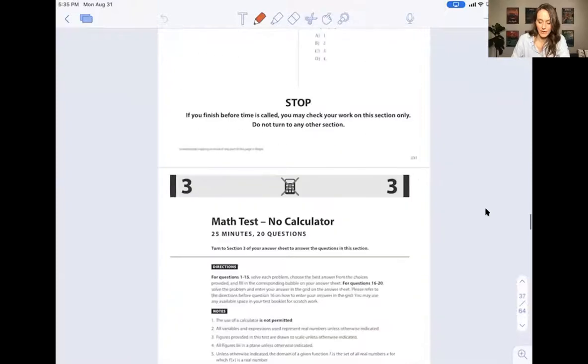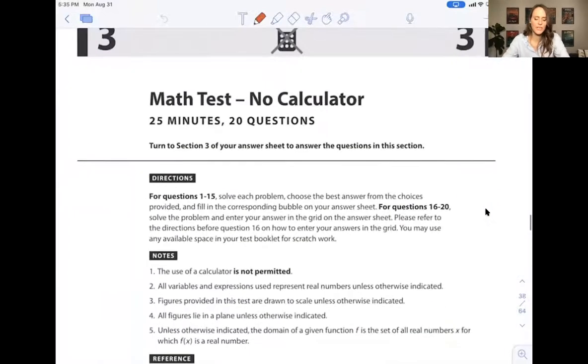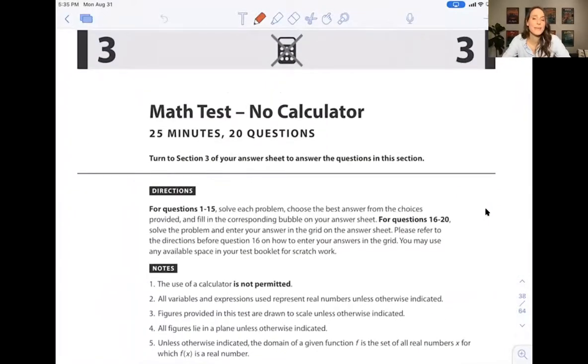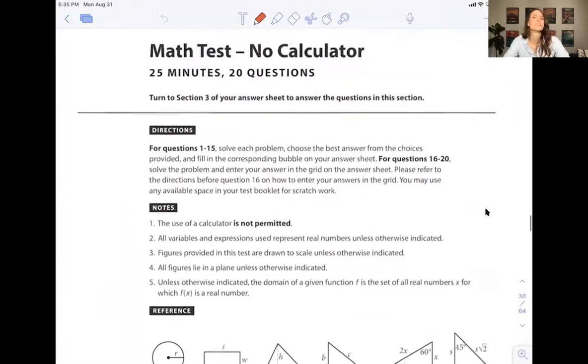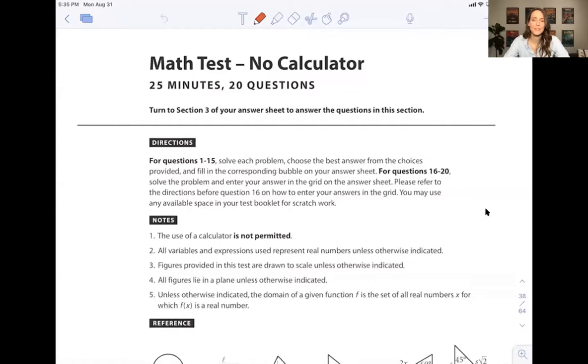And the no calculator section is section 3. You have 25 minutes for 20 questions. Get to know these directions really well before test day. You should not have to use any of your time to read the directions. You should already know them really, really well.